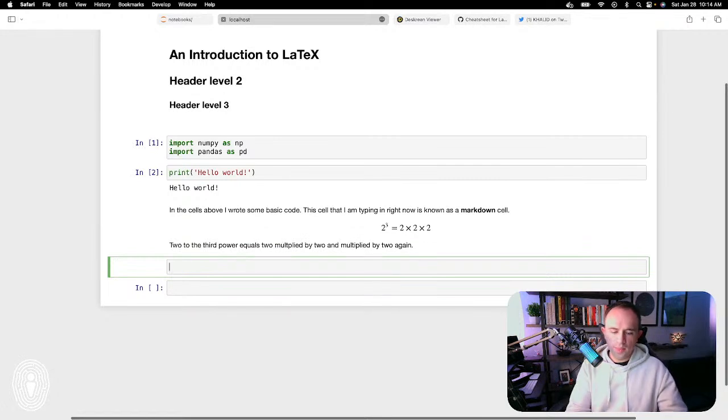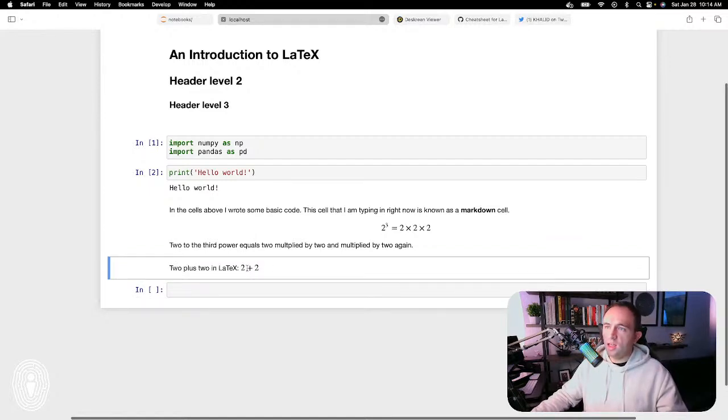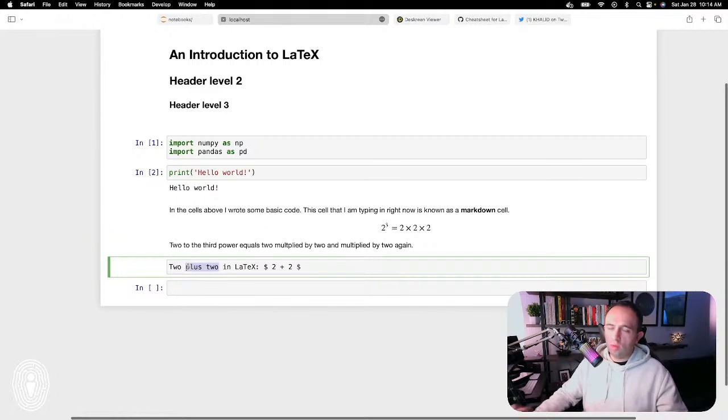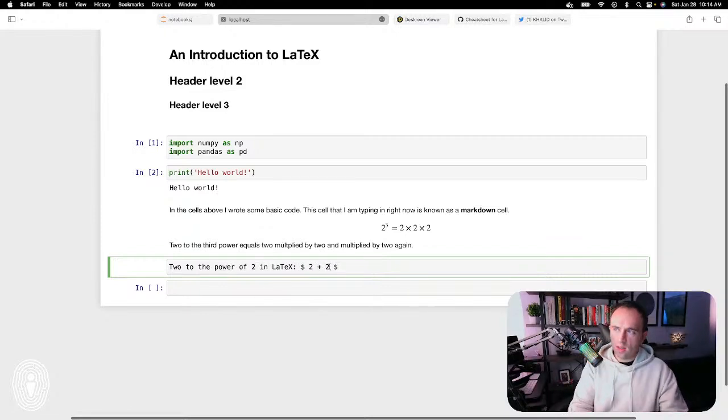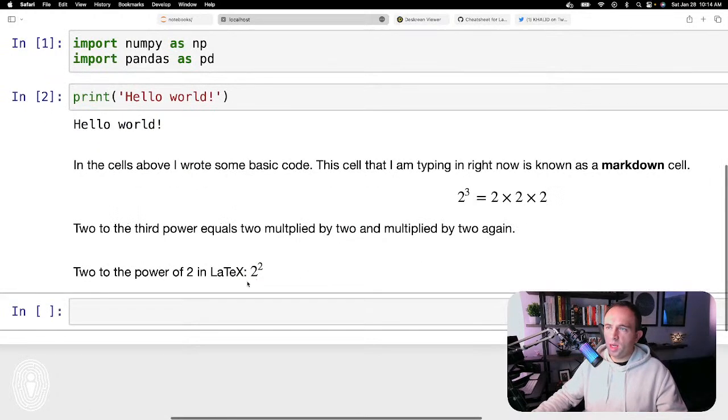2 plus 2 in LaTeX is 2 plus 2 in dollar signs. I guess that's kind of hard to tell. I mean, that is true. Well, let's do 2 to the power of 2, because that one you will be able to see a little bit better. So that is 2 caret sign 2, and now you can see it. 2 to the power of 2, that's 2 squared.